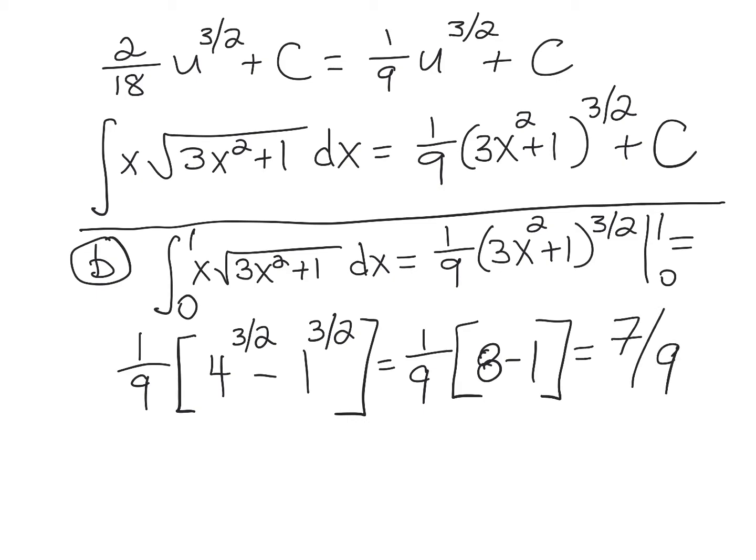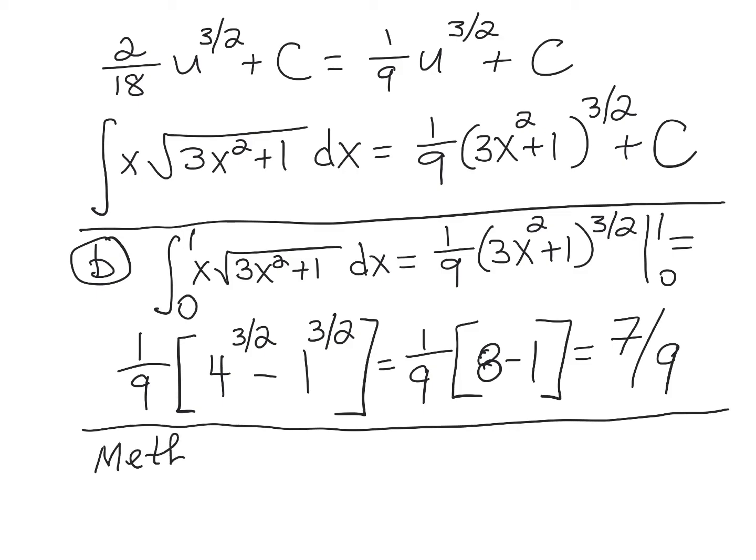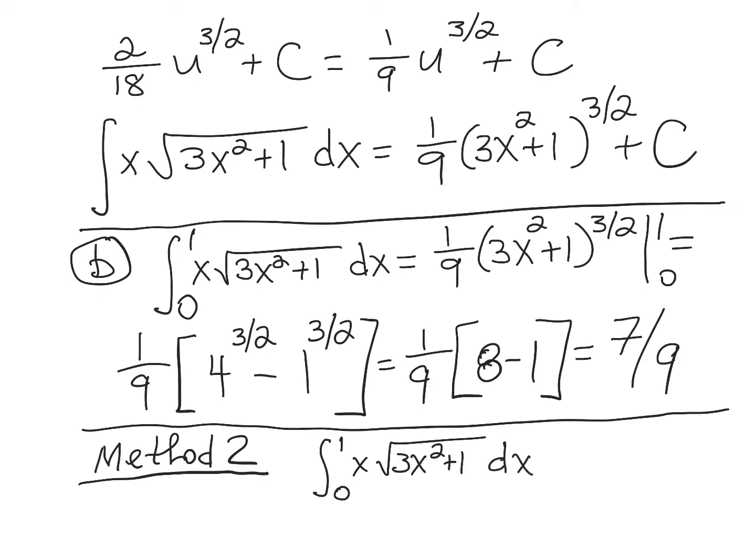Here we also want to show the second method of u-substitution in solving definite integrals. So we'll go back to the u-substitution solution, the integral from 0 to 1 of x square root of 3x squared plus 1 dx. We're going to let u equal 3x squared plus 1. Just like before, the differential du is 6x dx, or 1/6 du equals x dx.